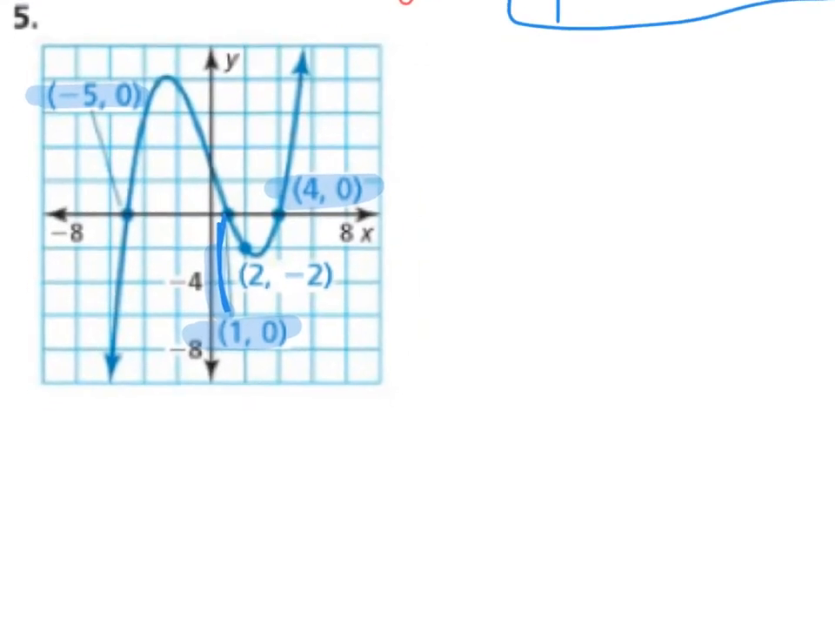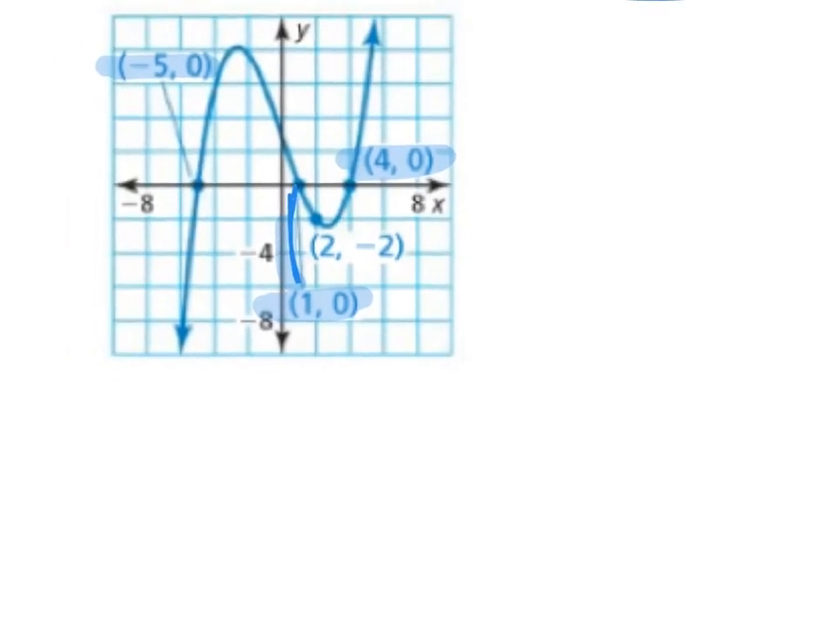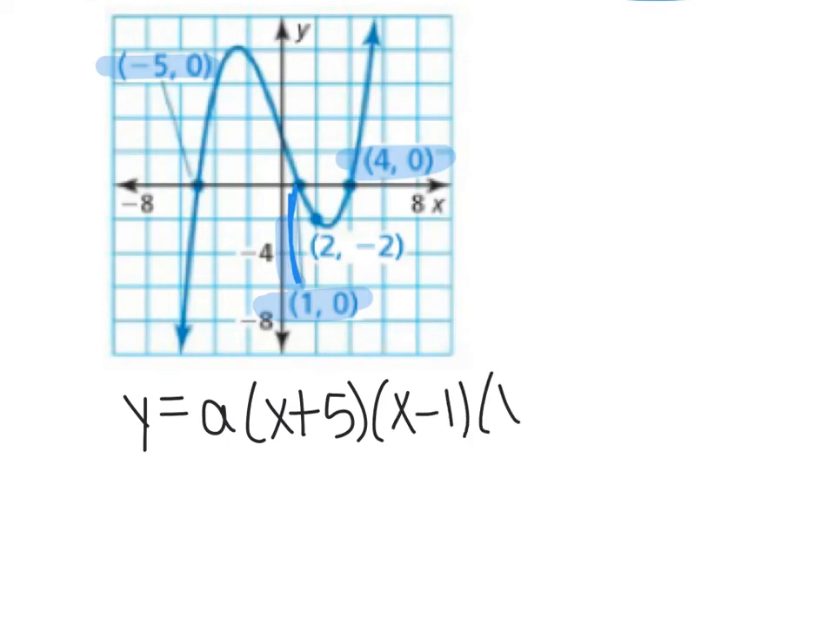So the first thing I'm going to do is write those as an equation. So I'm going to have y equals a times, and I'm going to write my 3 factors. Since one of them is -5, I'm going to have x plus 5. Then I've got positive 1, so I'm going to have x minus 1. Then I've got positive 4, so I'm going to have x minus 4. And then my other ordered pair that's on here is positive 2, negative 2, which means my x value is 2, my y value is -2.